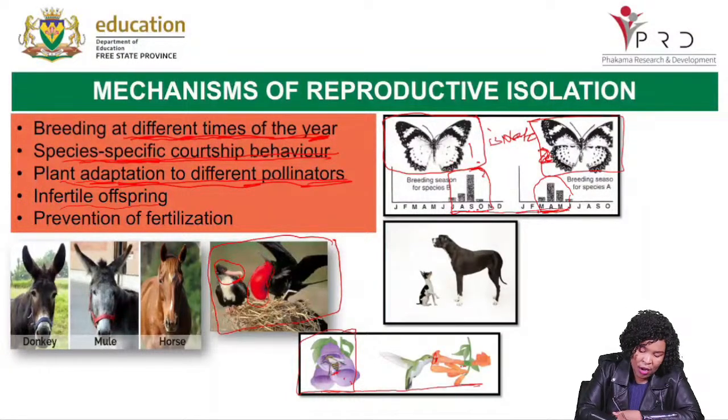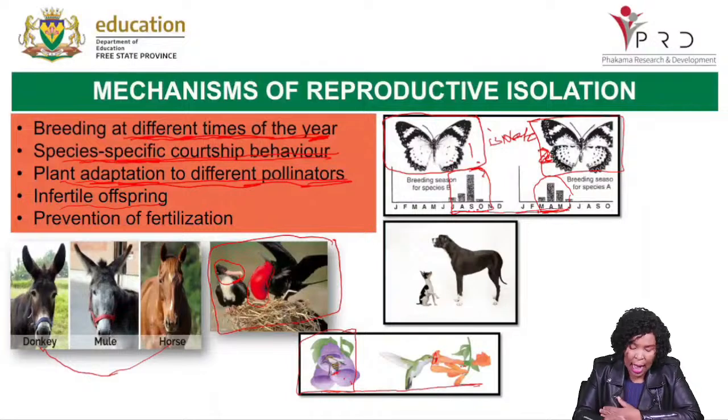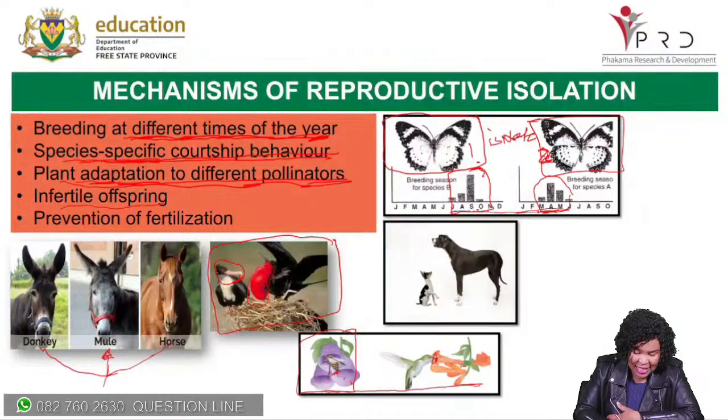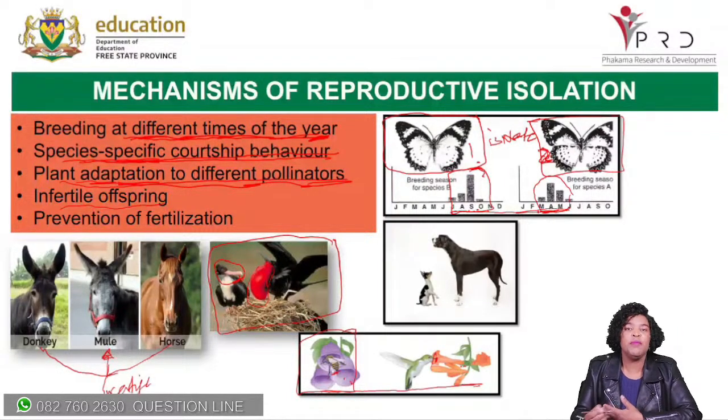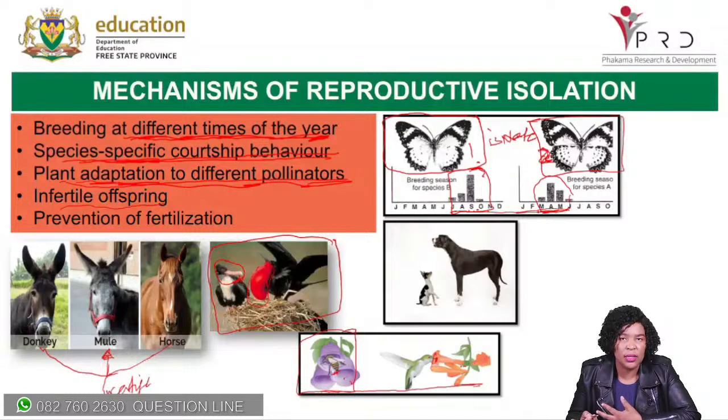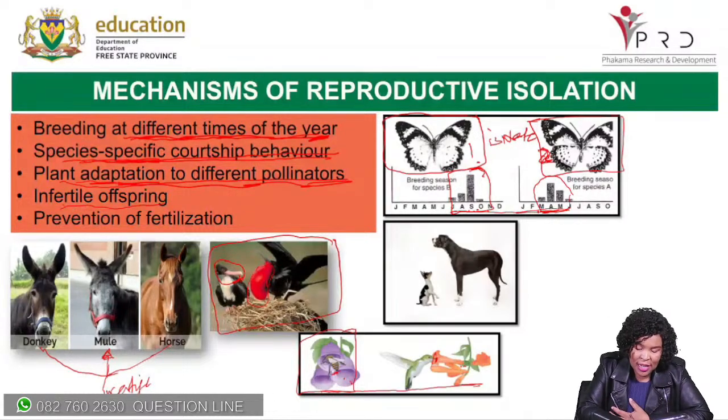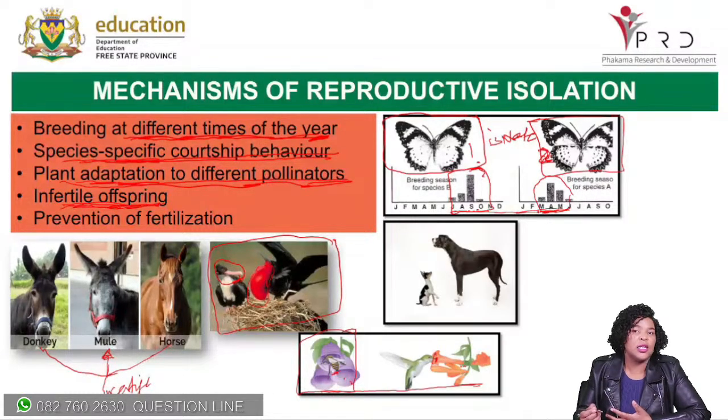Then infertile offspring. If you take a look here, if you breed a donkey and a horse, they may look similar, but when you interbreed them, they will give you a mule, and a mule is infertile. So once the mule is infertile, it means it cannot produce other mules. Because it cannot produce other mules, it means they are not of the same species.